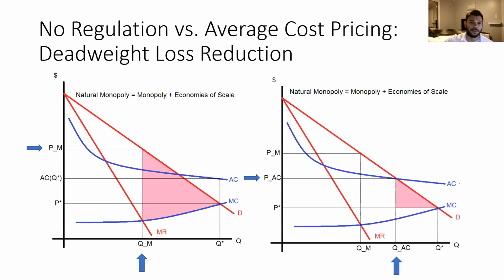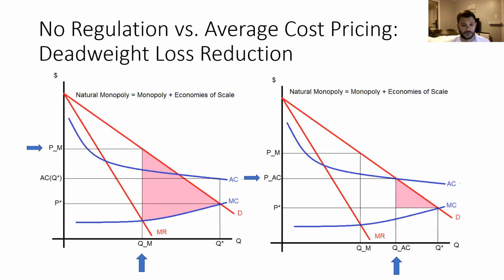Note that the deadweight loss triangle on the right diagram is much smaller than it is in the left-hand diagram. So in the pursuit of fixing the inefficiency problem, we've at least improved the outcome. The economic pie is bigger. However, we haven't fixed it entirely. So what we've done here is soften the trade-off that we saw when we forced the monopolist to produce Q star with things like marginal cost pricing.